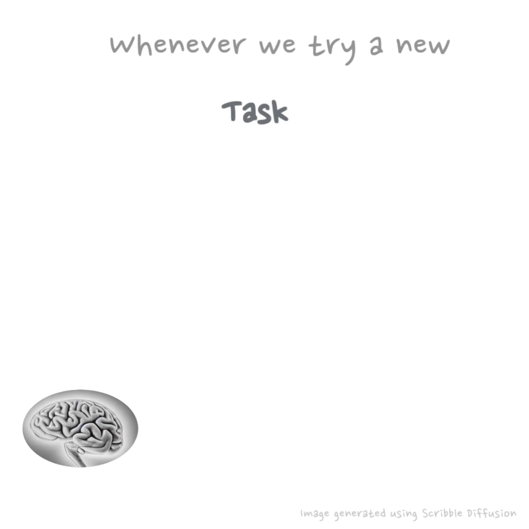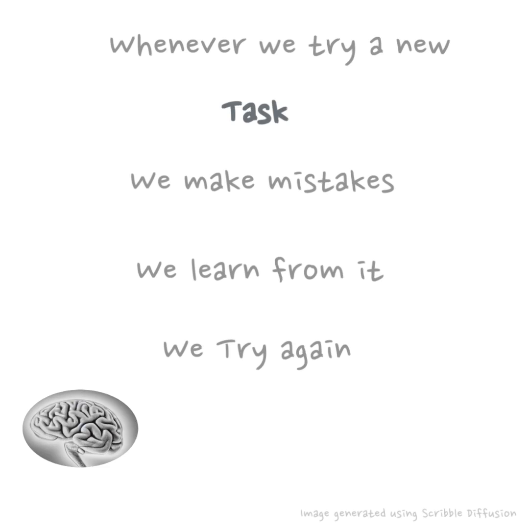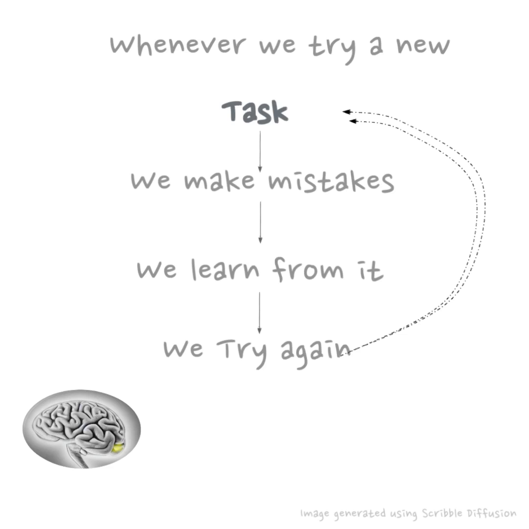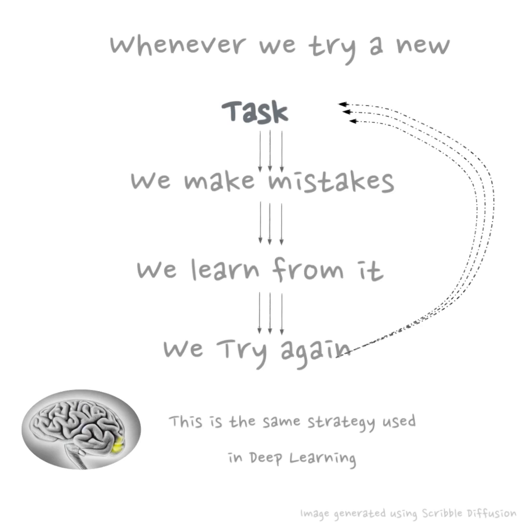So how do we actually learn? Whenever we try a new task, we make mistakes. But we learn from the mistakes we make. With practice, we keep getting better at solving that task. Essentially, we learn from trial and error. This is the same strategy used in one of the most successful branches of machine learning.